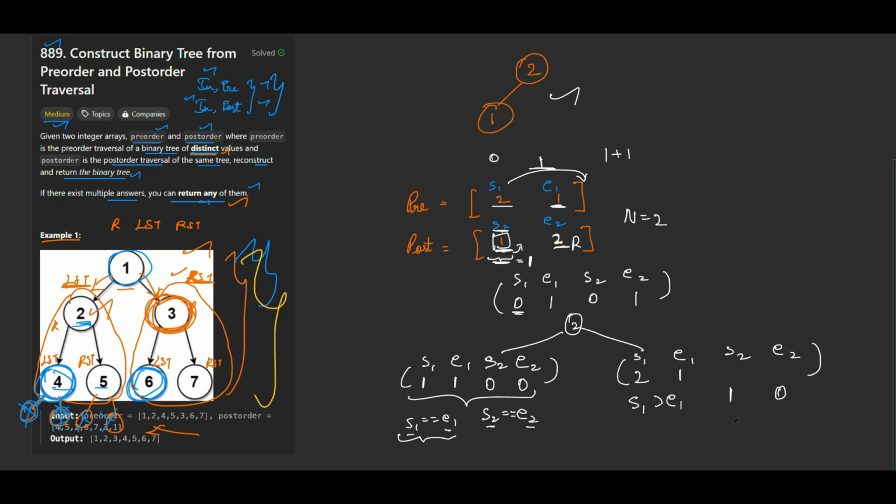Now here also, can you just see S2 is actually greater than E2. And now at this position, what are we going to do? We simply have to return null, right? Because this is not a valid function call. So for all the invalid function calls, if we just return null, the flow wouldn't break at all.